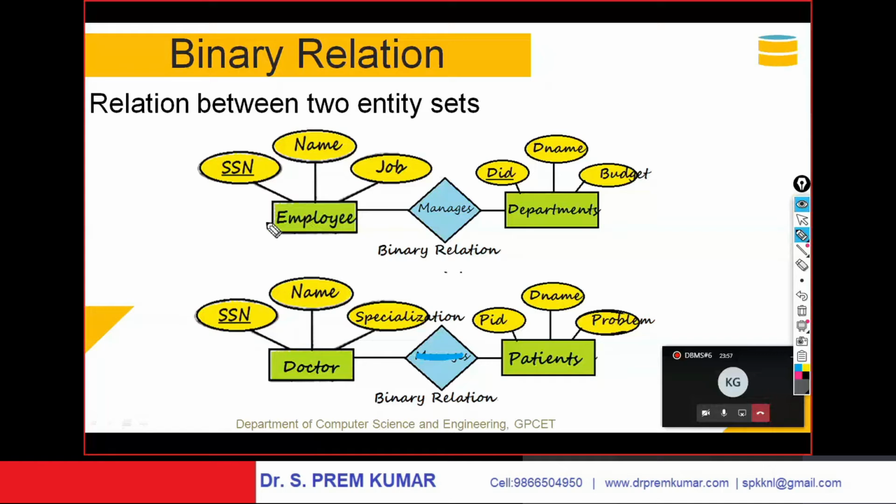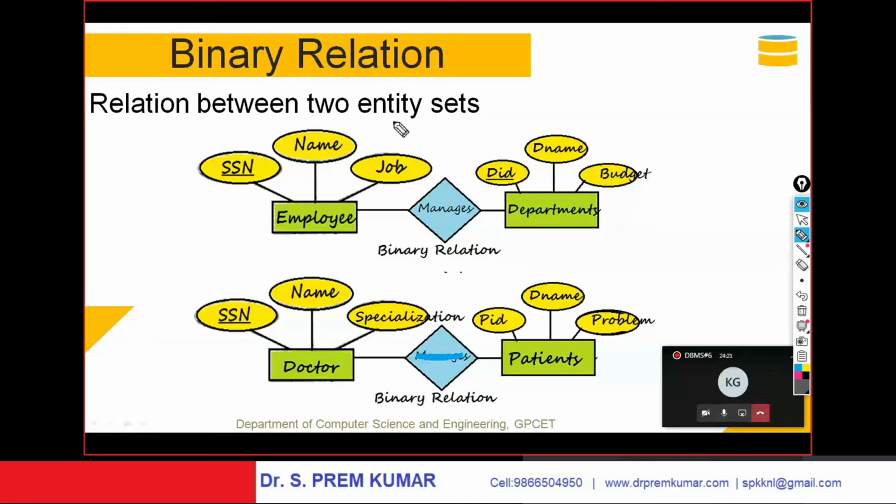Later what we do is we create a table called employee with columns SSN, name and job. We create a table called departments with columns department ID, department name and budget. Means every entity set is being converted into a table with columns.